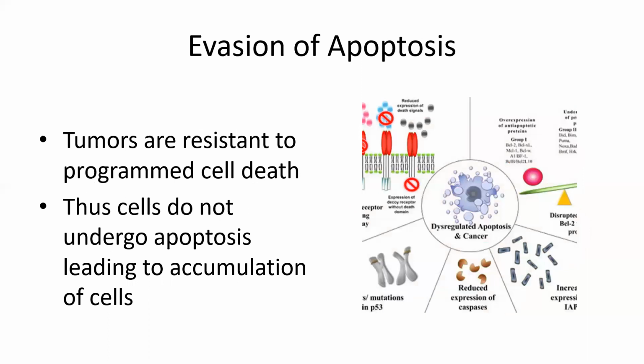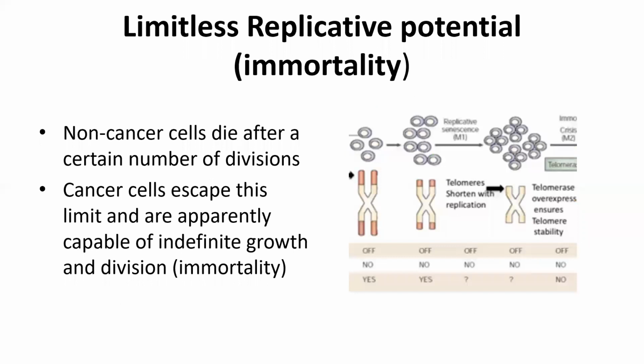Then evasion of apoptosis. Normal cells undergo apoptosis at a certain point of time. The tumor cells are resistant to this apoptosis, and this also leads to an increase in the size and the number of the cells. Another important hallmark is limitless replicative potential. Usually, replicative potential is limited by telomeres. Tumors have limited replicative potential due to the presence of telomeres. But once tumors somehow develop a mechanism where they are capable of regenerating the telomeres, they get this possibility of limitless replicative potential.